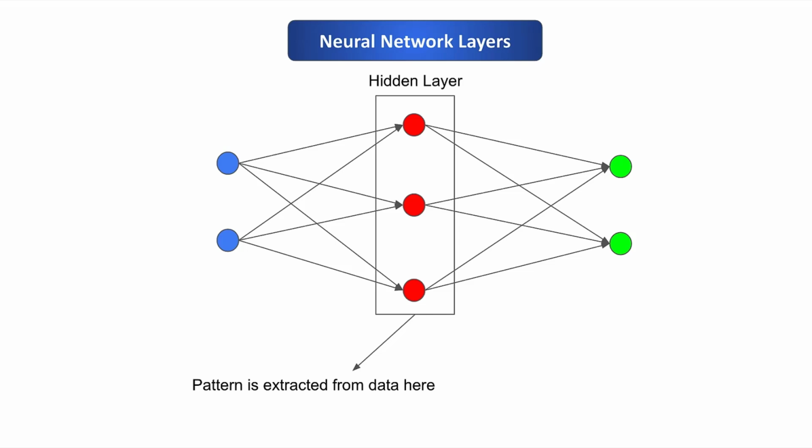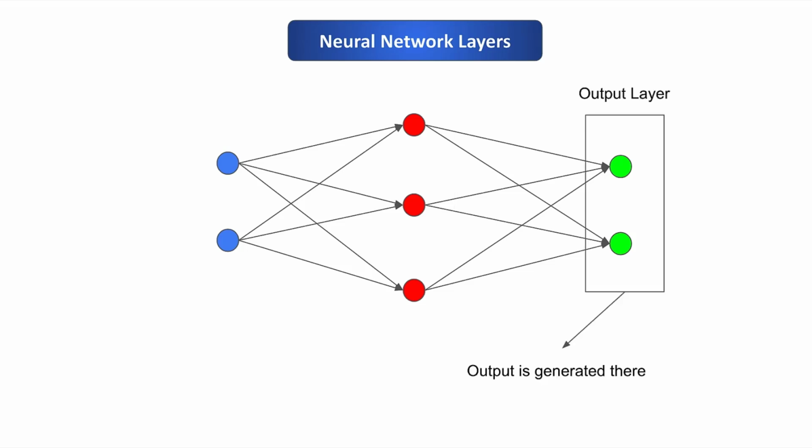So inside a neural network, the pattern is extracted at the hidden layer, and there can be multiple hidden layers inside a single neural network. And after the hidden layer, the third type of layer is called the output layer. And as the name suggests, the output from the model is generated here.